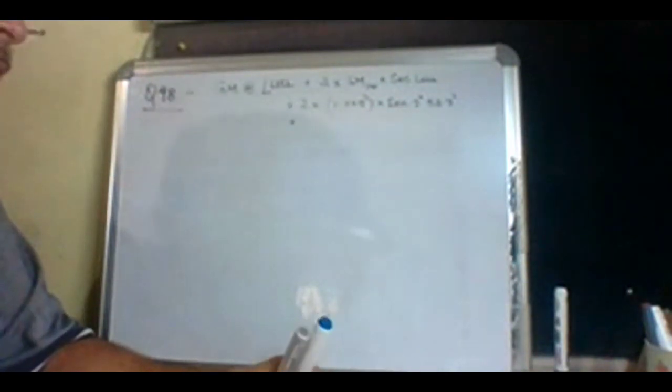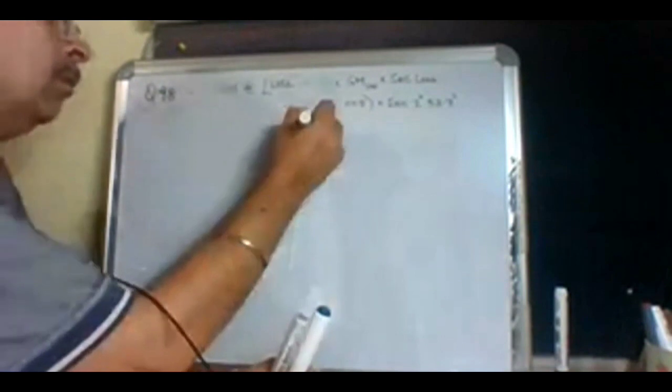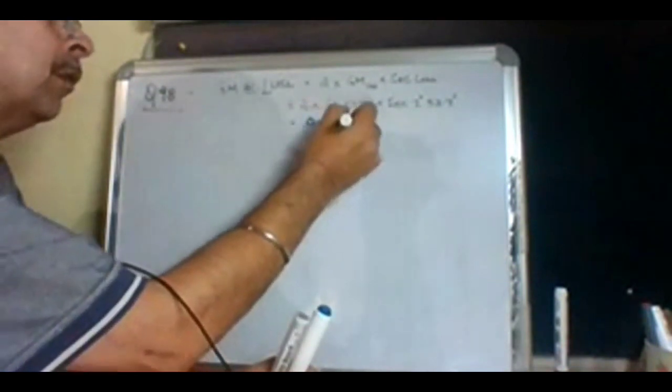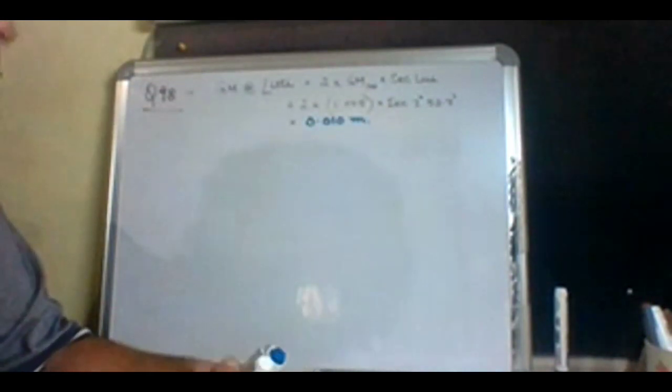So calculate the GM at angle of Loll. कितना आता है? 0.010. This is your GM at angle of Loll for a wall-sided vessel.